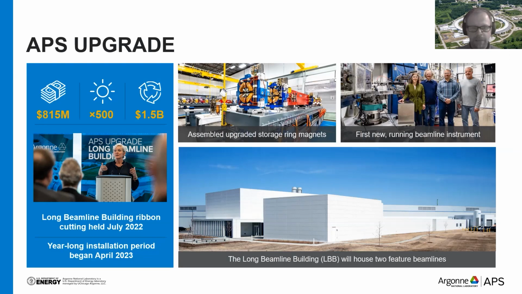As I mentioned, we've got an upgrade that's in process. It has about 815 million total project cost, and it improves our brightness by a factor of 500 and utilizes about $1.5 billion of existing equipment. On the top side, you can see some of the storage ring magnets that have already been assembled. And we actually got started on building a new beamline a while back. So the first one is operational, and we've built a new long beamline building that has two particularly exciting beamlines. Next slide, please.